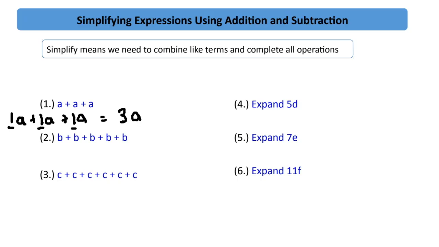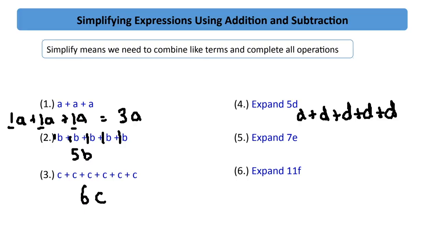So in the next example with the B plus B plus B plus B plus B, again, we don't write it, but we have a coefficient of 1 in front of each of these. So we have 1, 2, 3, 4, 5 B's when combining my like terms. C, we have 1, 2, 3, 4, 5, 6 C's. So these are very simple examples, but just to show you that we just add the coefficients. So if I want to expand 5D, we're going to do the opposite. 1, 2, 3, 4, 5. E, we're going to go 1, 2, 3, 4, 5, 6, 7 E's.